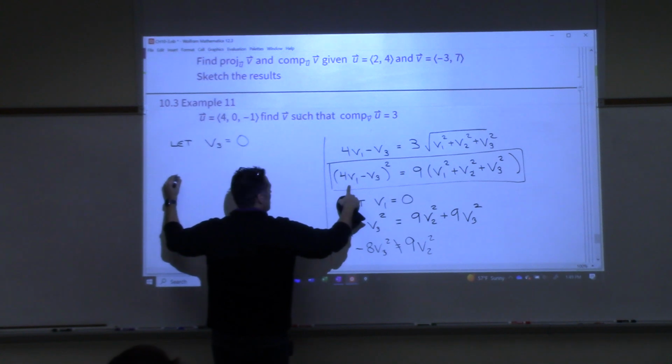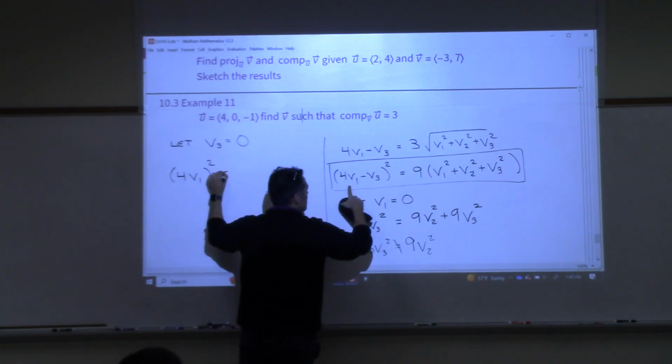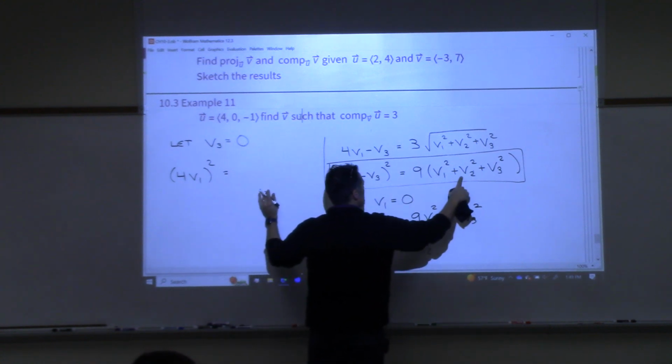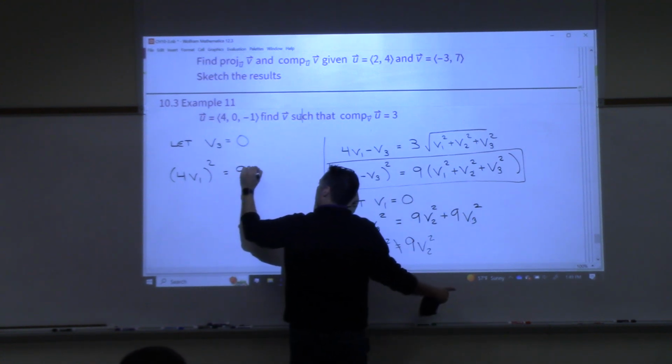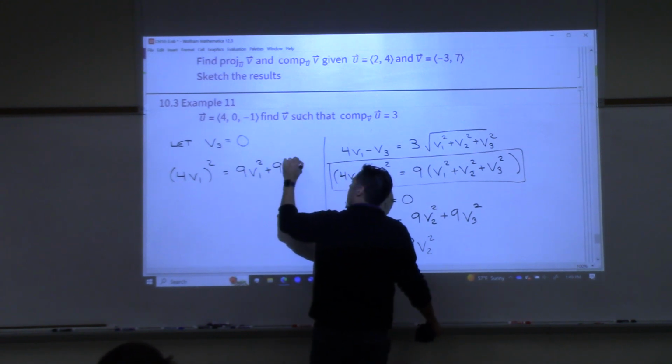It becomes 4V1, that has to be squared. And on the other side, my V3 is going away, so I'm going to have 9V1 squared, plus I'm distributing. That's right.